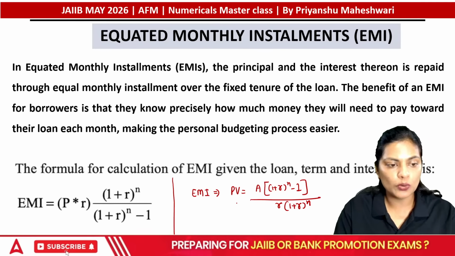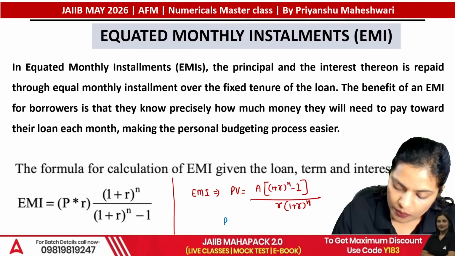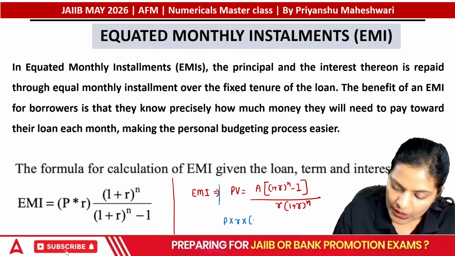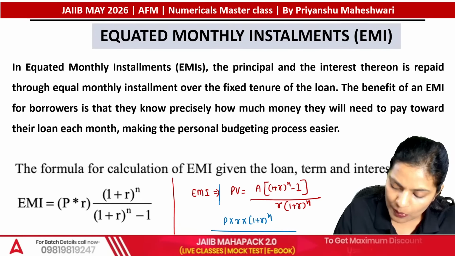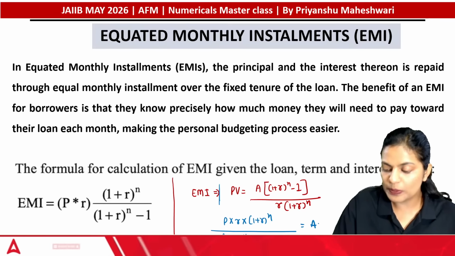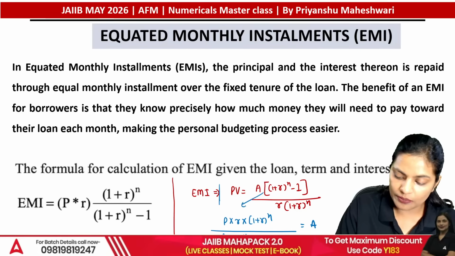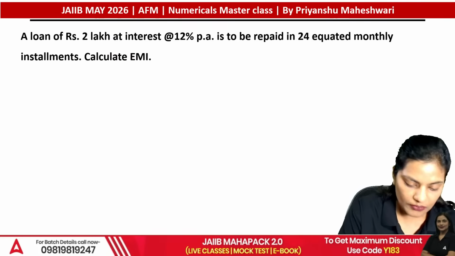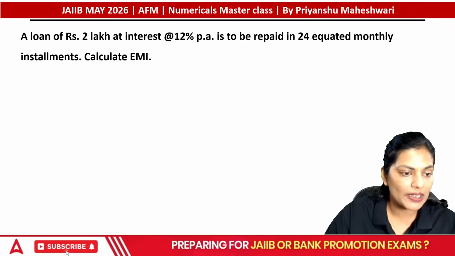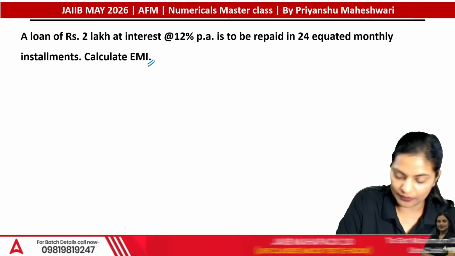Everything is fine, audio and video, everything is fine. So, if we are calculating EMI, the loan value, principal amount into rate into 1 plus r power n upon 1 plus r power n minus 1 would be equal to the annuity amount. Same, we are just cross multiplying everything. This will come here, this will go upside. Let's try a question. A loan of 2 lakh at interest 12% per annum is to be repaid in 24 equated monthly installments. Calculate your EMI.